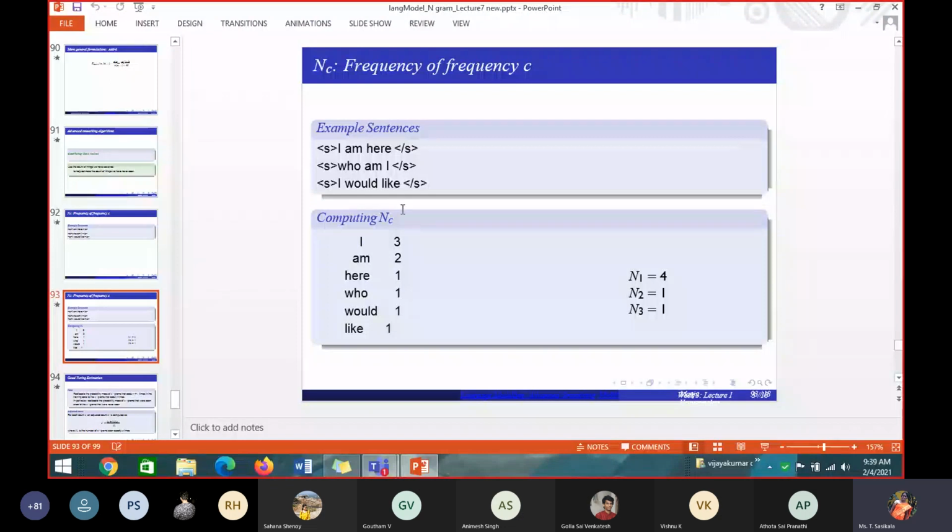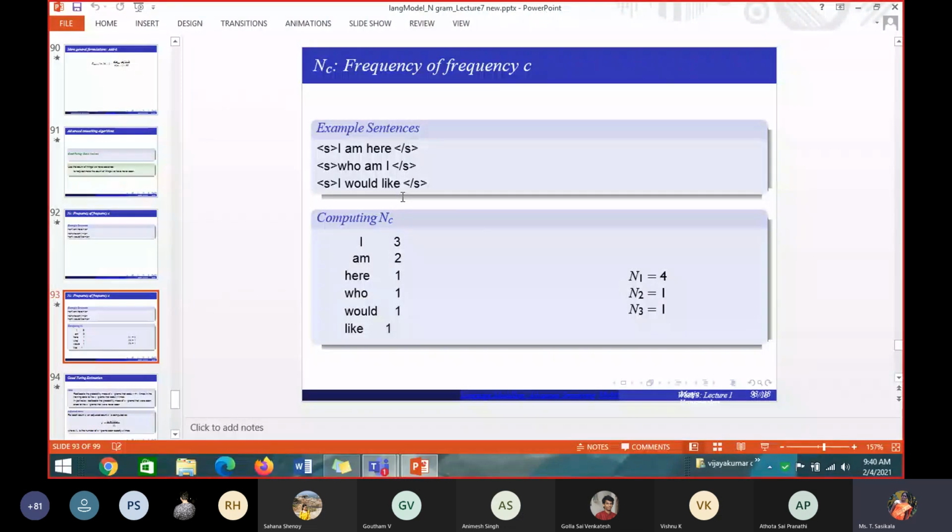The first step is to calculate Nc. Take each and every word in the given corpus. There are 3 sentences. I'll start with the first sentence, whose first word is I. How many times does I occur in the overall corpus? 3 times. Similarly, the next word am occurs 2 times. Here is 1 time, who is 1 time, would is 1 time, like is 1 time. So these are all the words. I am computing the frequency of frequency for the words in the corpus. 3 is the frequency of the word I, which occurs 3 times among the 3 sentences.